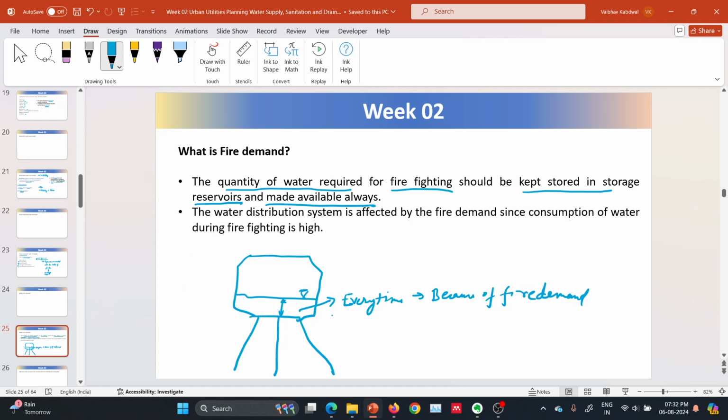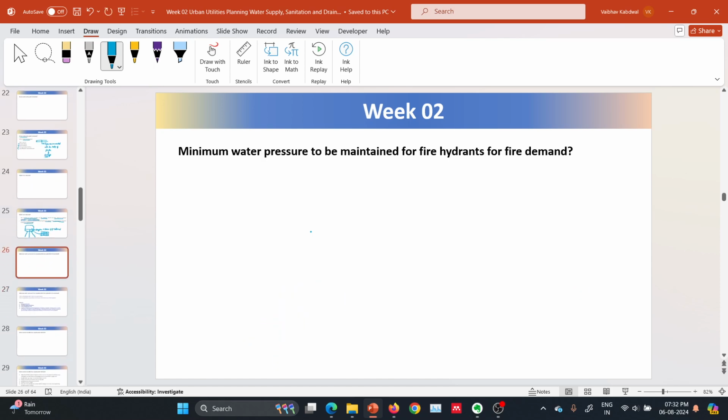After this, we are supplying the water to the distribution system. The water distribution system is affected by fire demand, since consumption of water during firefighting is high. Minimum water pressure has to be maintained for fire hydrants for fire demand. So how much is the minimum pressure we need to maintain for the fire hydrants?